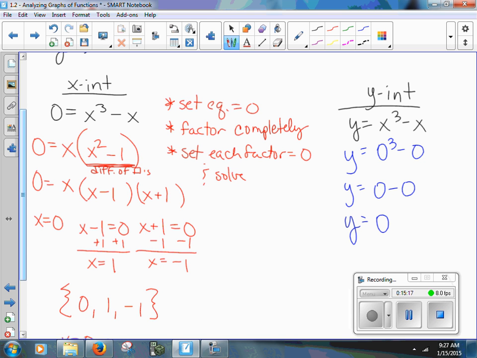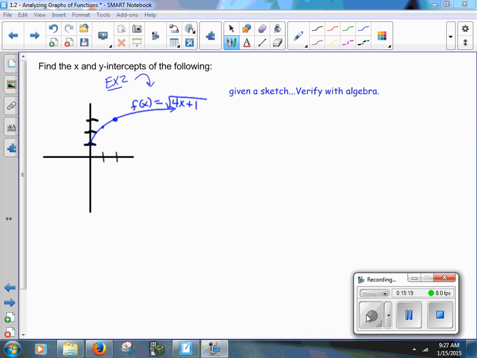Without a calculator. To y equals the square root of the quantity 4x plus 1.